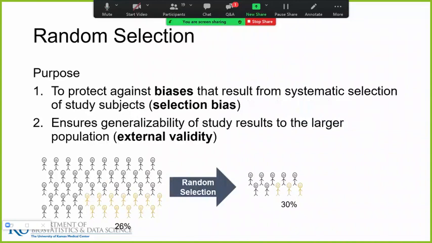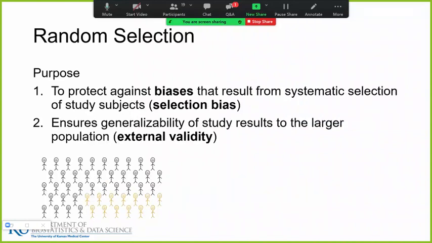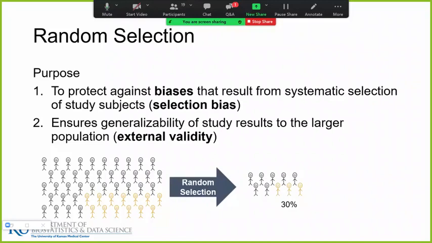Well, I removed a slide for the sake of time. I was going to show you how systematic selection results in a biased distribution in our sample. So here, if we randomly select individuals from this, we end up with that mutation's prevalence in our sample being equivalent to the prevalence in the population. So 30% of our sample has a mutation, 26% of the population has a mutation.